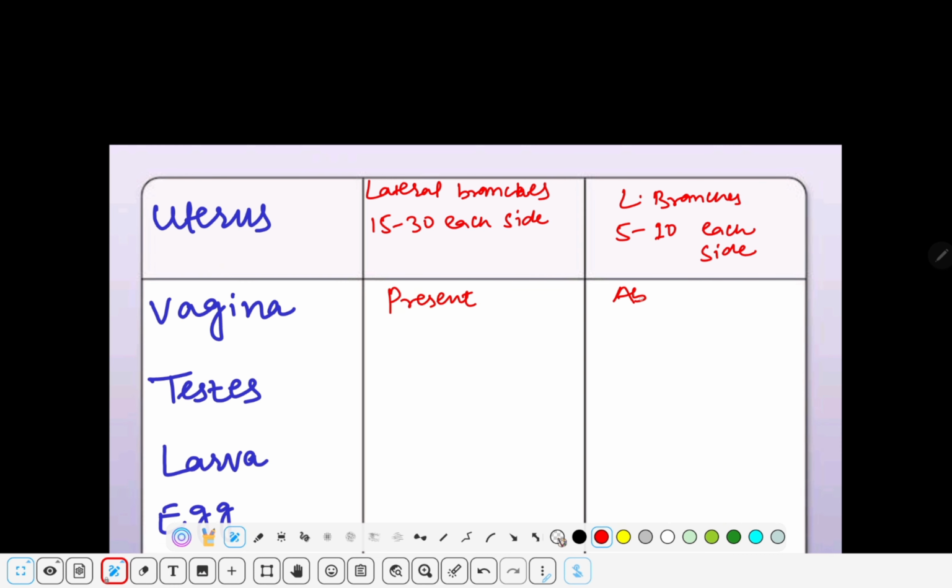Talking about the vagina and vaginal sphincter, the vagina is present in Taenia saginata, but the vaginal sphincter is absent in Taenia solium. Talking about testis, there are 300 to 400 follicles in Taenia saginata and 150 to 200 follicles in Taenia solium.